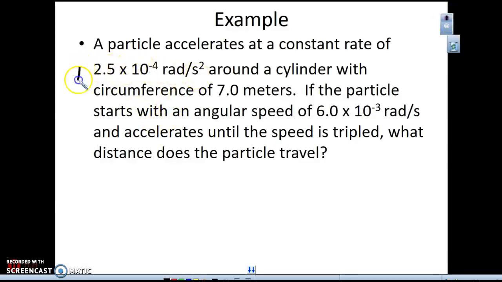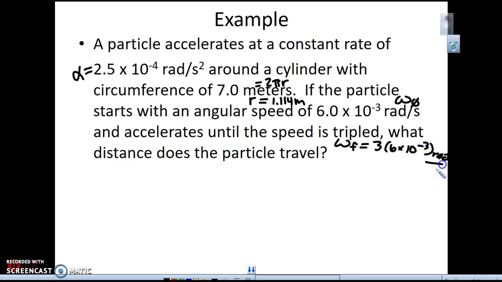We have a constant. So this is our alpha. We have a circumference of 7 meters. So that doesn't really tell us how many times we're going around. So we're going to set that equal to 2 pi r. And so our radius is going to be 1.114 meters. If the particle starts with this angular speed and it gets tripled, so our final is going to be triple. Okay, what is the distance the particle travels?